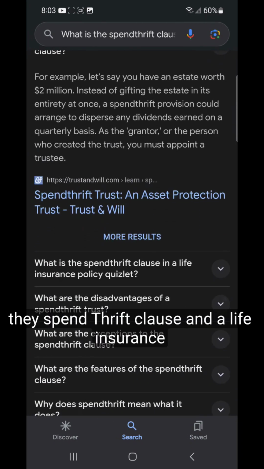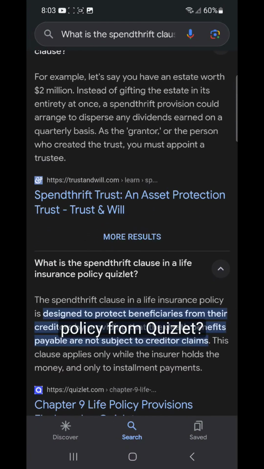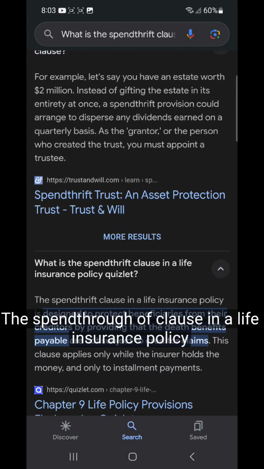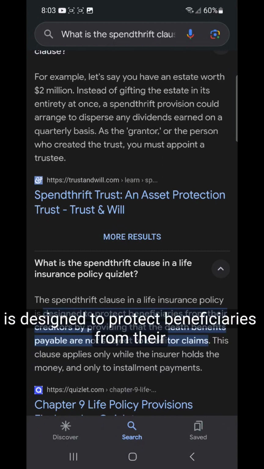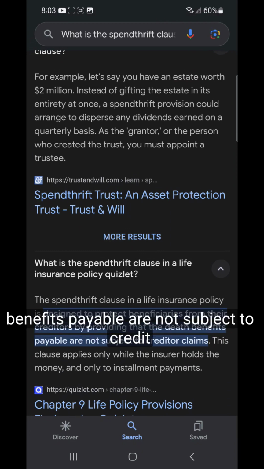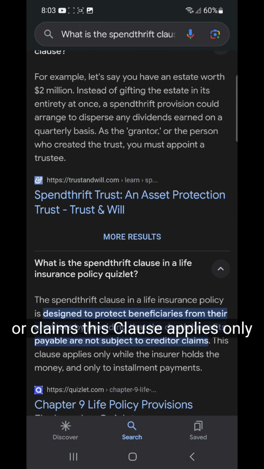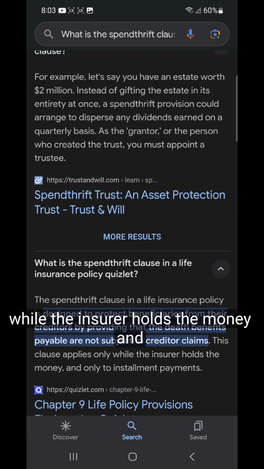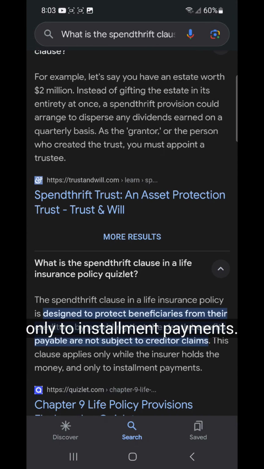What is a spendthrift clause in a life insurance policy? From Quizlet: the spendthrift clause in a life insurance policy is designed to protect beneficiaries from their creditors by providing that the death benefits payable are not subject to creditor claims. This clause applies only while the insurer holds the money and only to installment payments.